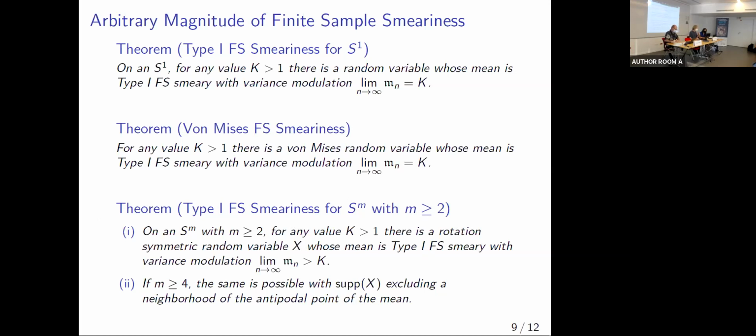And for dimension larger than 4, this is even possible with the support of the random variable excluding a neighborhood of the antipodal point of the mean. And the larger the dimension is, the larger this circle around the antipodal point that we exclude from the support can actually become, and it approaches really the half sphere. We always need a support which slightly exceeds the half sphere, but for m going to infinity, we get arbitrarily close to the equator, essentially, with our support restriction, and still can get any magnitude of finite sample smeariness we like. And I think one can also calculate this already from the formula for the covariance in the Bhattacharya and Patrangenaro CLT, but apparently nobody has done that, or nobody pointed that out or found that. So therefore, I think it's still worth mentioning this.